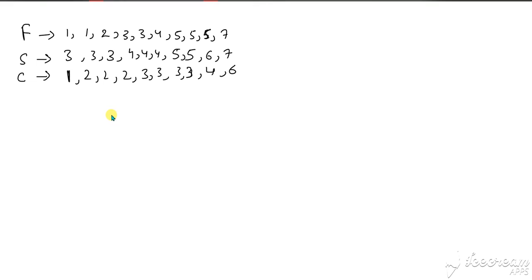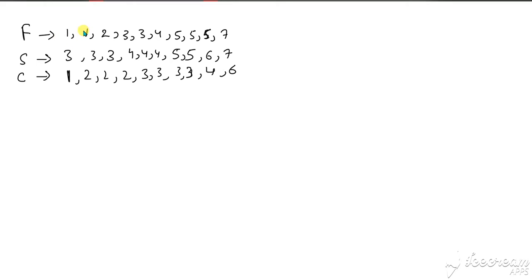In this question, we are given three parameters f, s and c. The bar graph here denotes the frequency of each score 1, 2, 3, 4, 5, 6 and 7 for each of these parameters. Means for each parameter, how many times is score 1 there?